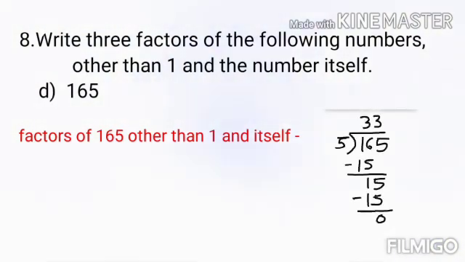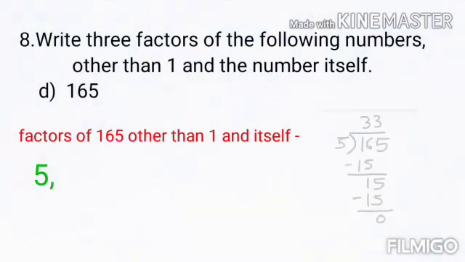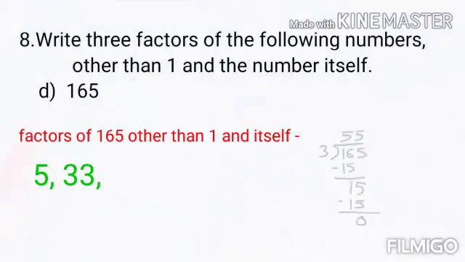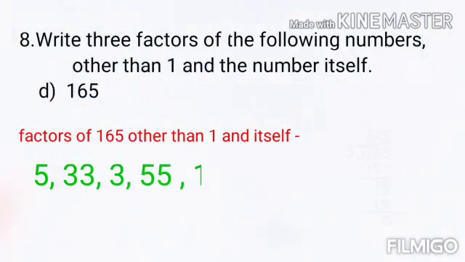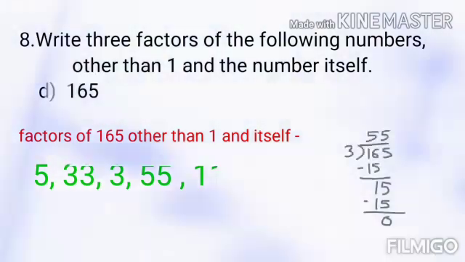So when you divide 165 by 5, you will get the quotient 33. So that number also you will write in the factors. Then again you can see 165 is divisible by 3. So we will divide 165 by 3. You will get the quotient 55. So those two numbers, 3 and 55, we will also write in the factors.